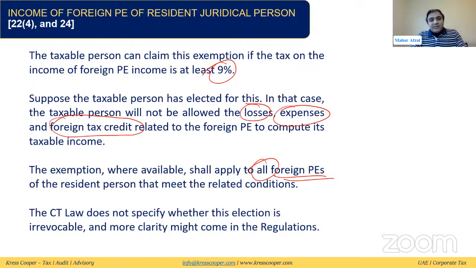The law doesn't specify whether the election is irrevocable. More clarity might be in the regulations. We need to wait for it.